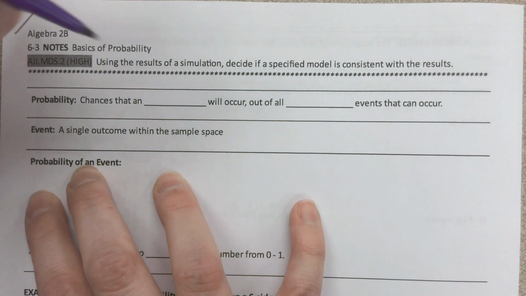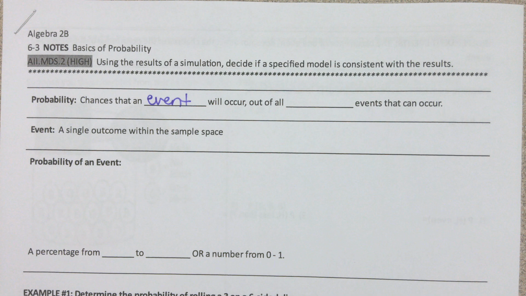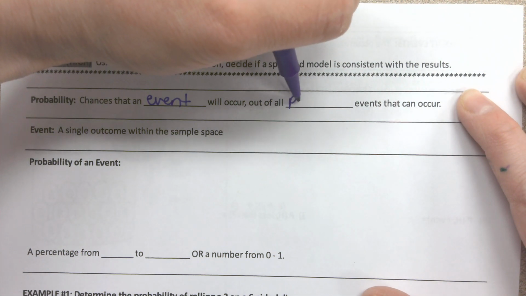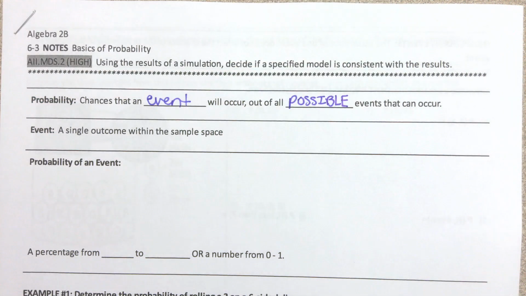Probability: chances that an event will occur out of all possible events that can occur.